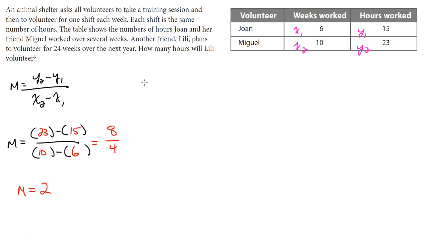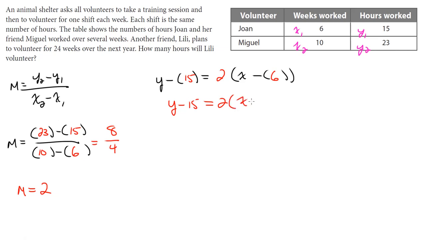Now, when we're trying to solve a word problem, we don't need to write both equations for both points. So we're just going to go with the first point here. So y minus y1 equals my slope times x minus x1. And we're going to plug in our slope, 2, our y1 value, which is 15, and our x1 value, which is 6. And then we're going to simplify this. So we have y minus 15 equals 2 times x minus 6.